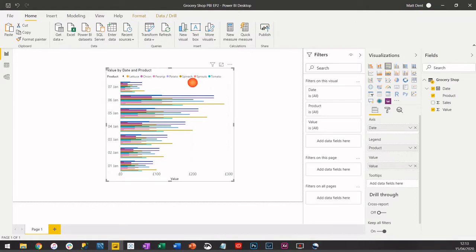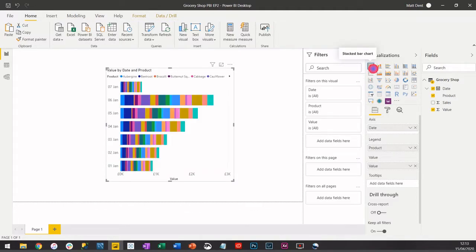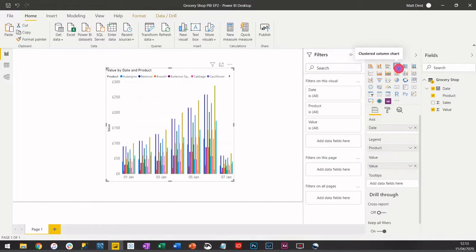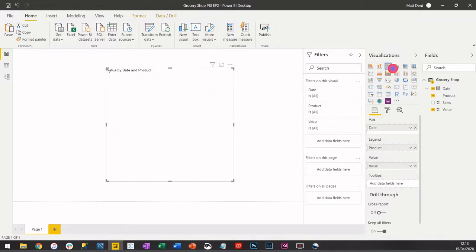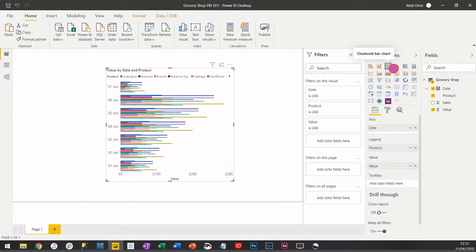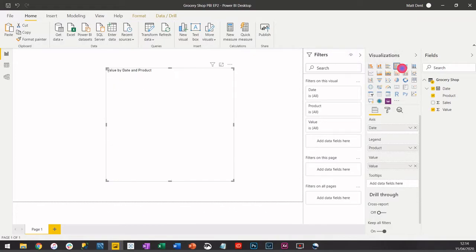So if we kept going, we can see that that's spinach, which we'll also be able to find out if we were to hover over. So you have the options here to be able to stack your bars or split them by the clustering, and again that can be done horizontally or vertically.